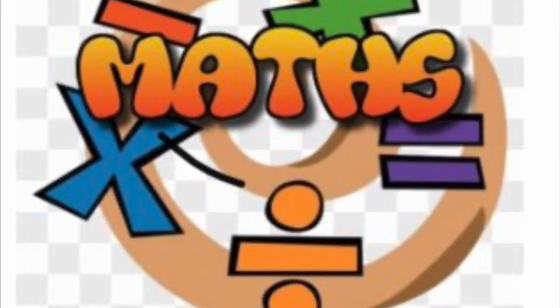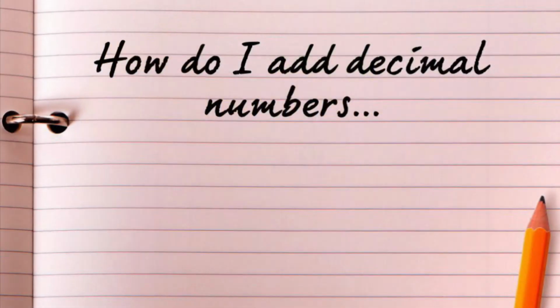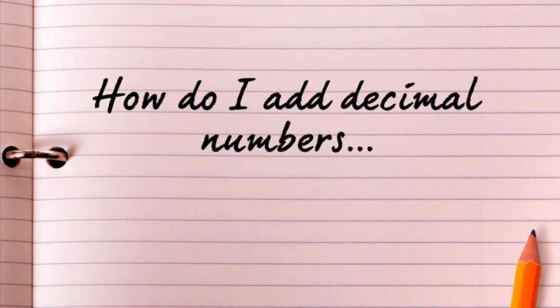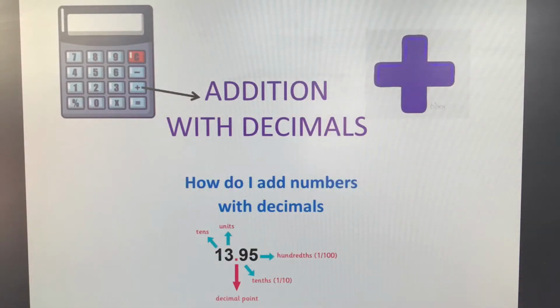So in this video, following on from our previous video of looking at addition or adding of natural numbers, we're going to look at adding decimal numbers. So I've just given a little illustration there at the bottom of my slide, addition with decimals, where I show a 4-digit number with a decimal in between it.